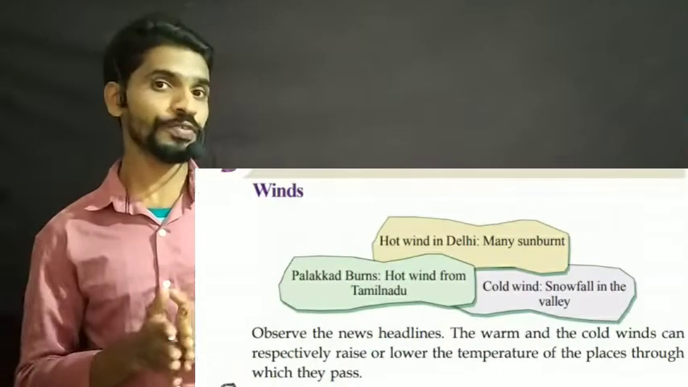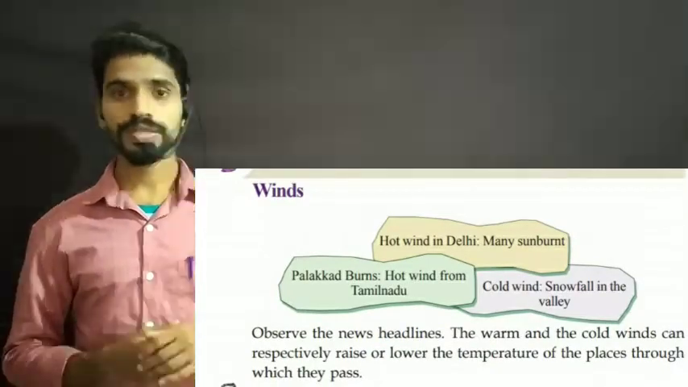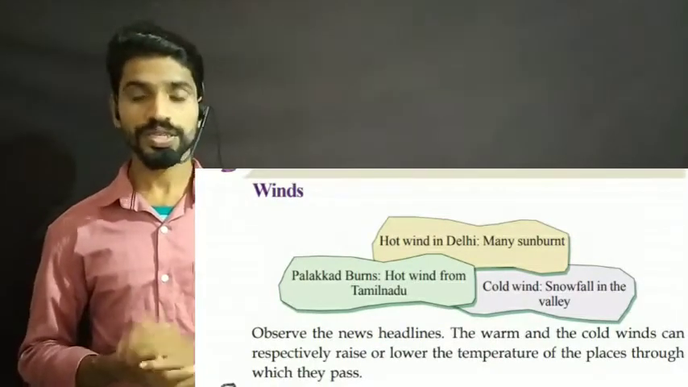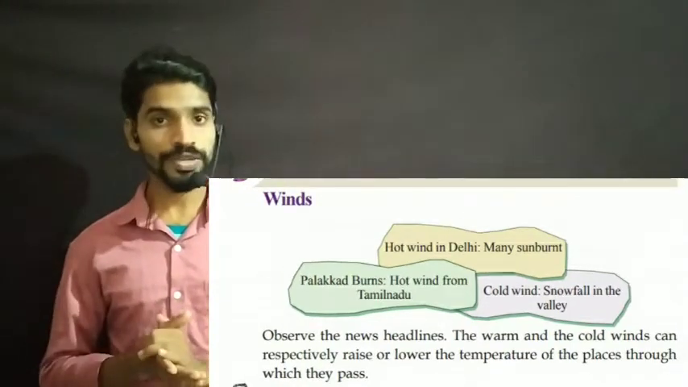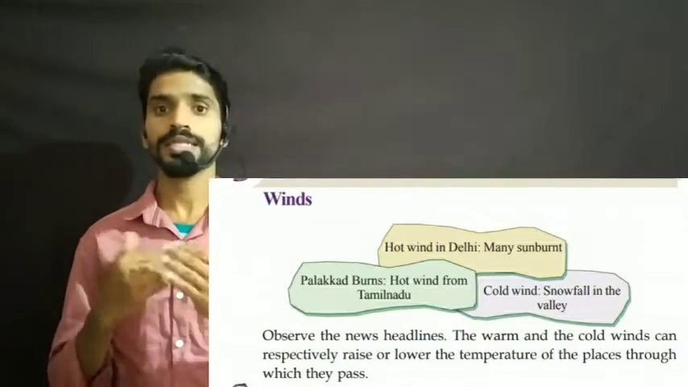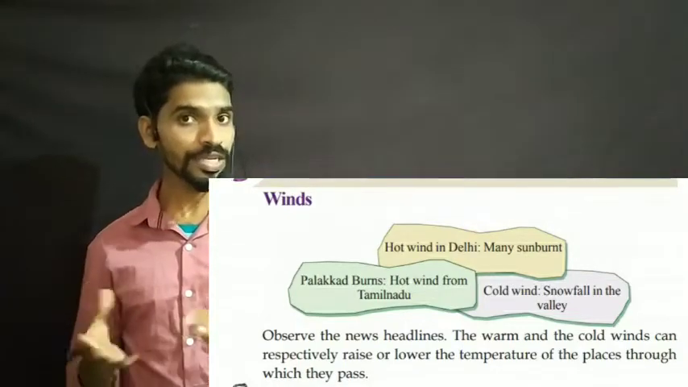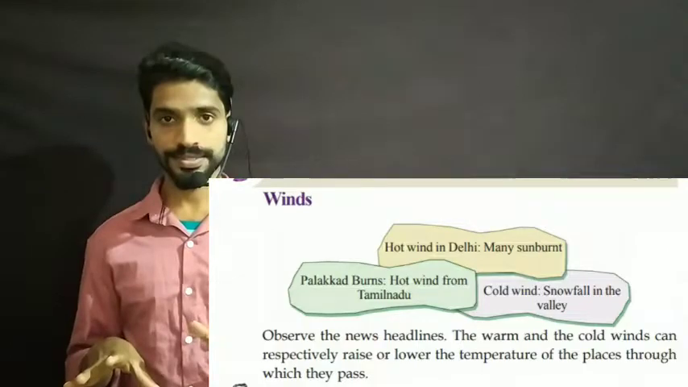The fourth factor influencing the distribution of temperature is wind. There are mainly two types of wind, warm wind and cold wind. If it is warm wind, the temperature will be high. At the same time, if it is cold wind, the temperature will be less.